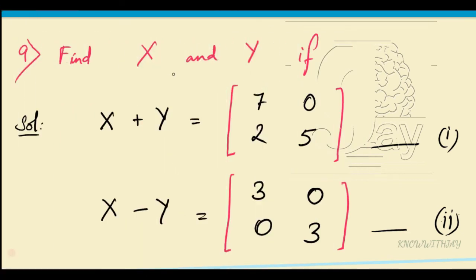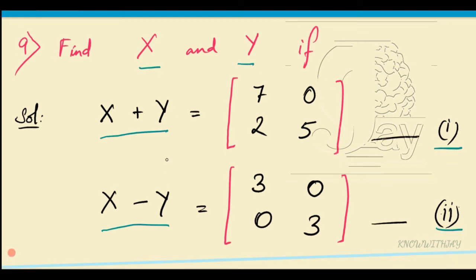Now in this question we have two matrices X and Y. But instead of X and Y, what is given is the sum of the two matrices, and the difference of the two matrices. So we have to find the matrices separately. Let us number the sum of the matrices as 1 and the difference of the matrices as 2. Now it's very simple to find the matrices separately.